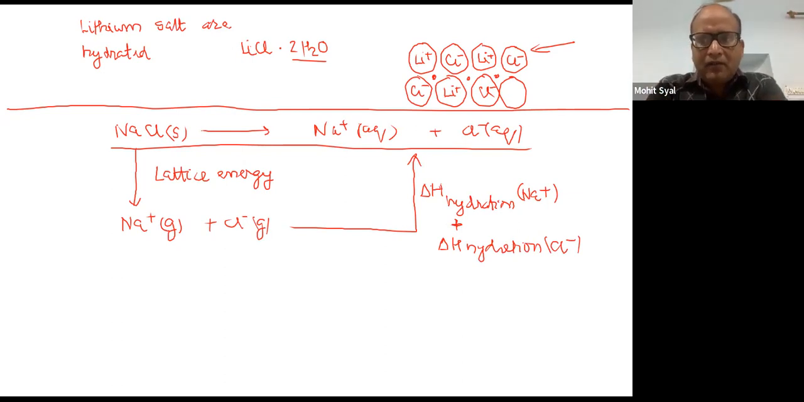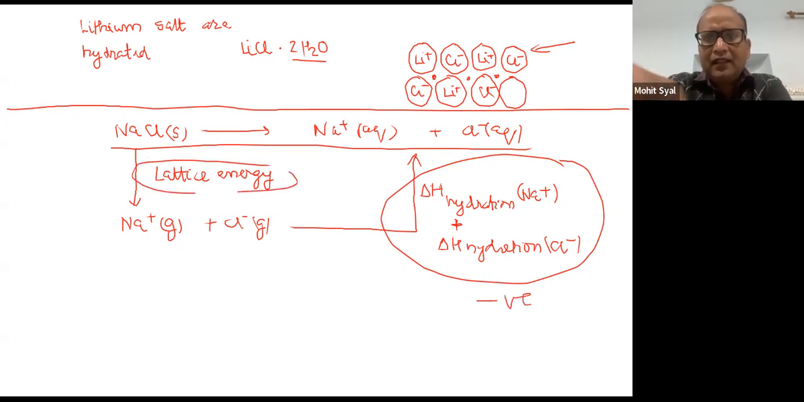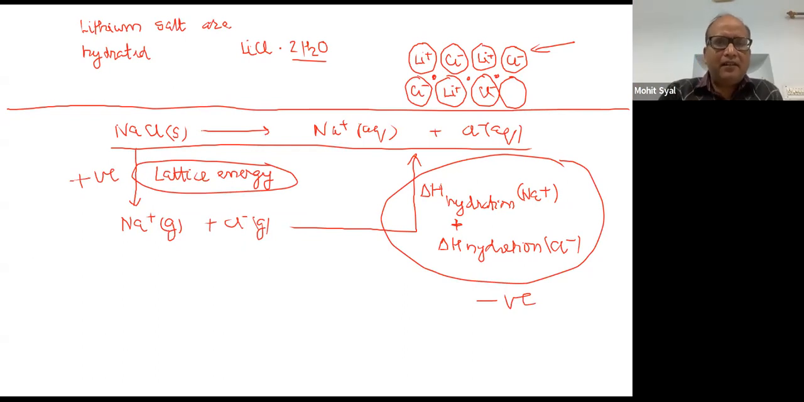Why does NaCl become soluble? Because this heat which is liberated has a negative sign, it comes out, and the lattice energy is the heat required to break the crystal. So this has a positive sign. Positive sign means you have to give the heat. Negative sign means it is liberated, it is released. So why is NaCl soluble?